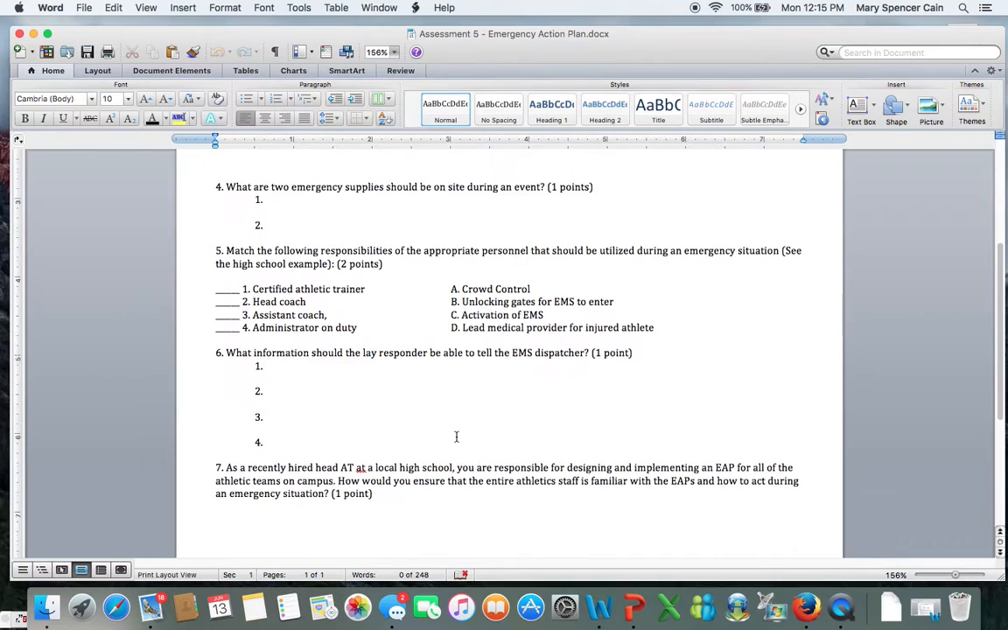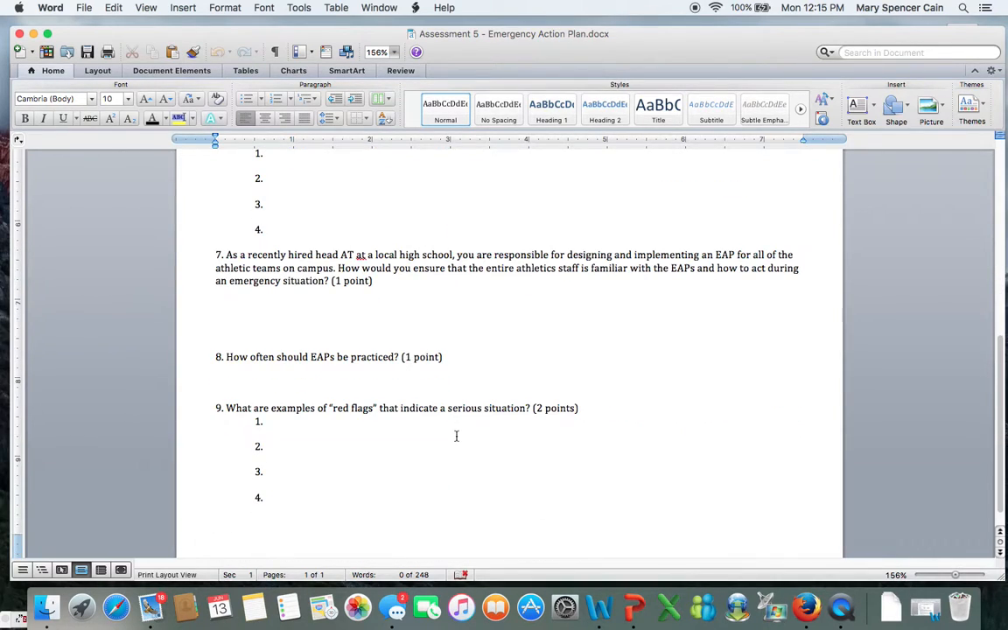You are going to have to refer back to it to answer some of this stuff. One important thing about EAPs is the best way to get the information across to your coaching staff is to hold some sort of meeting where you actually go through the plans. Give coaches a paper copy, because if you email out an electronic copy, they're not going to read it. So have a meeting, hand it out to them, make sure they are familiar with it.